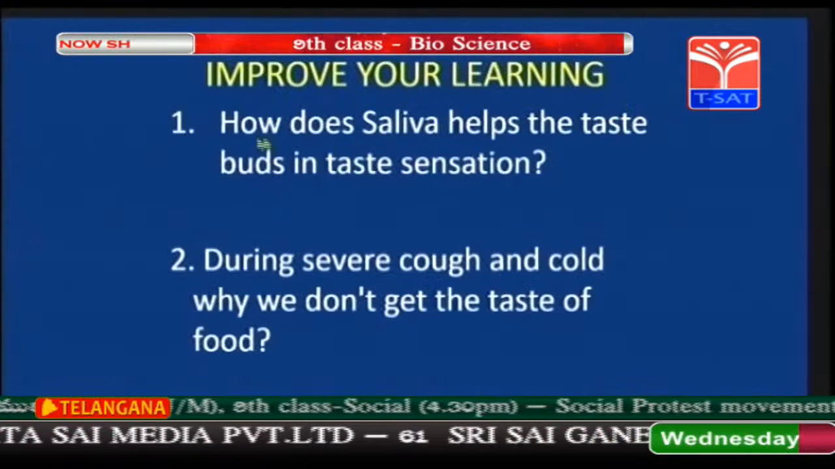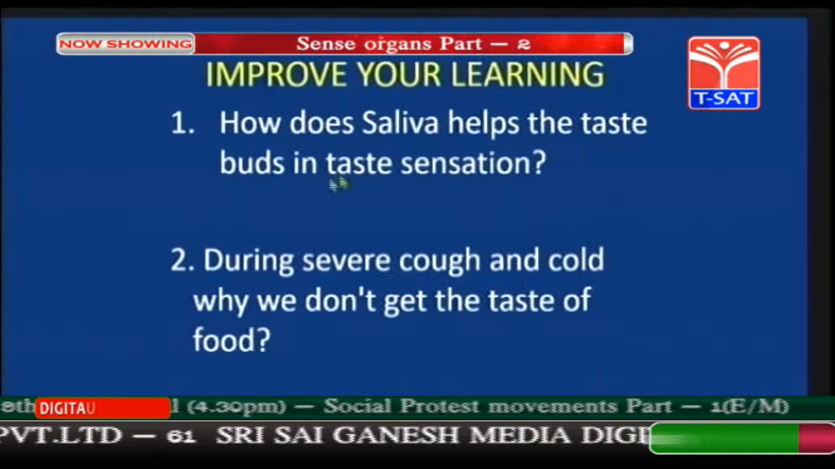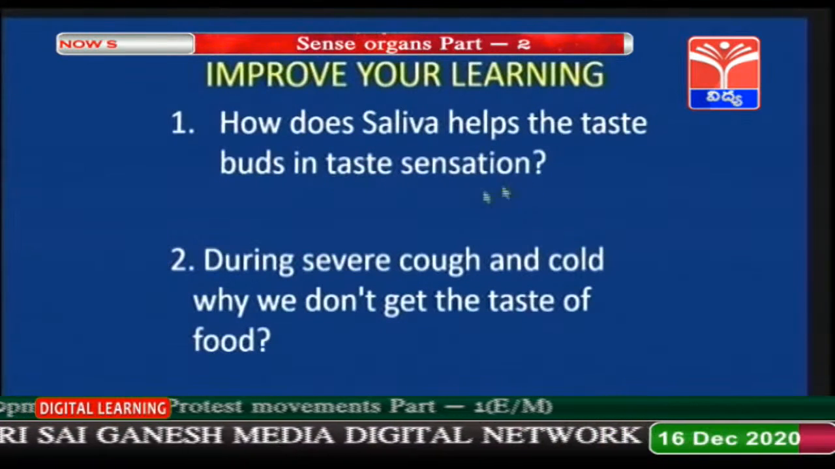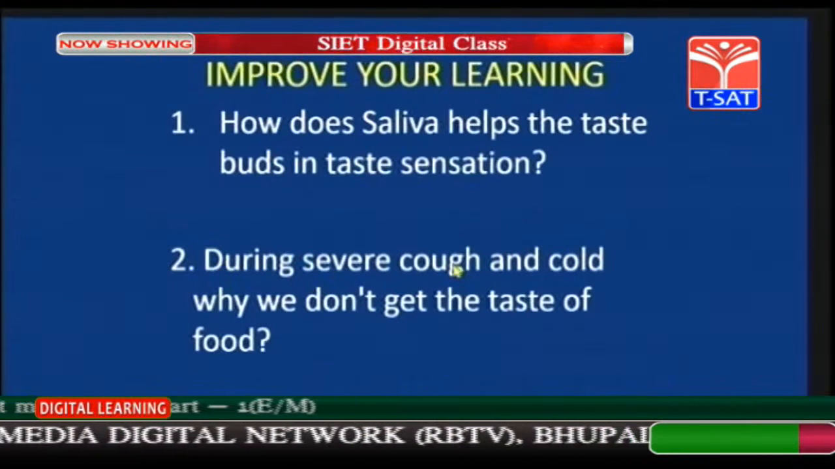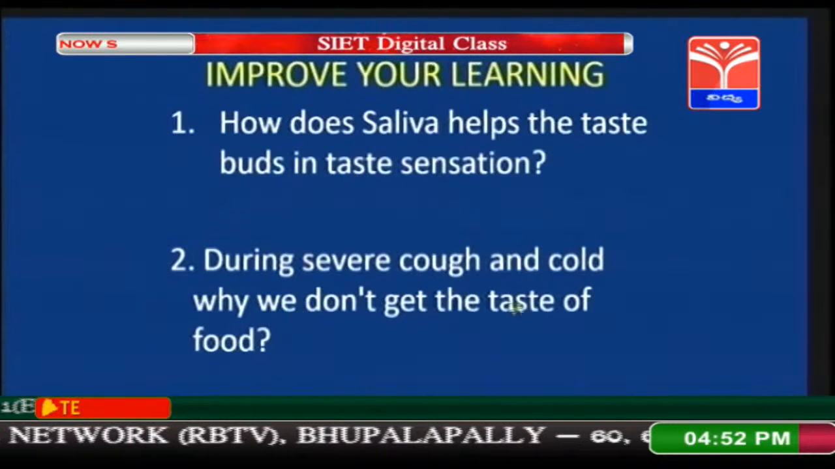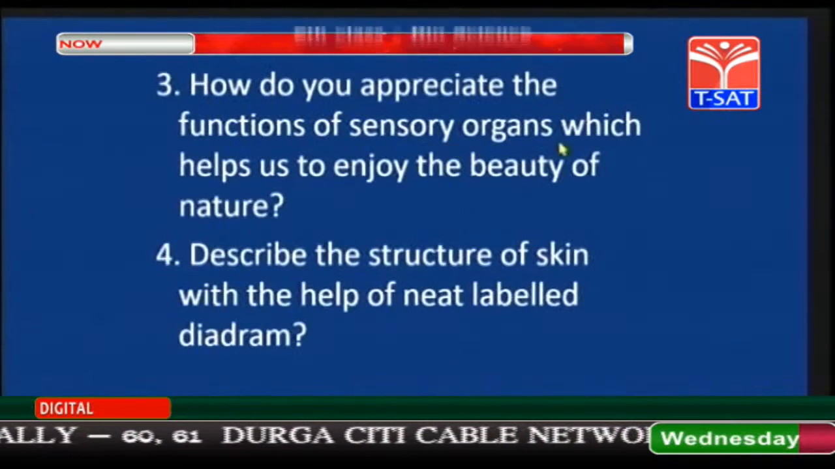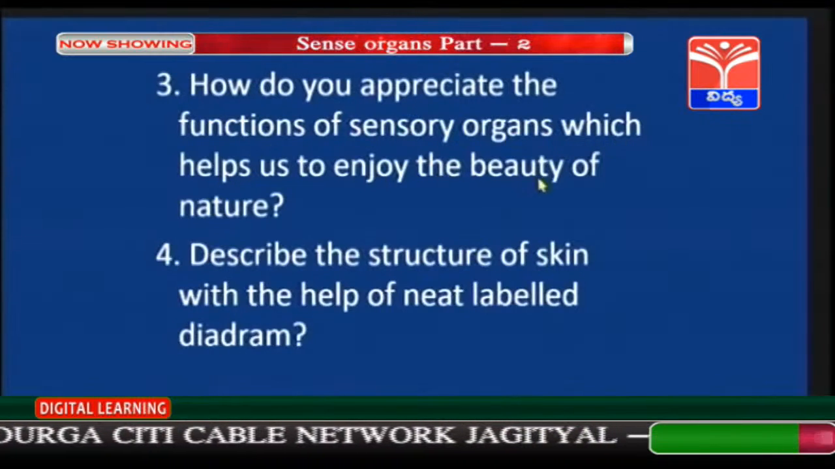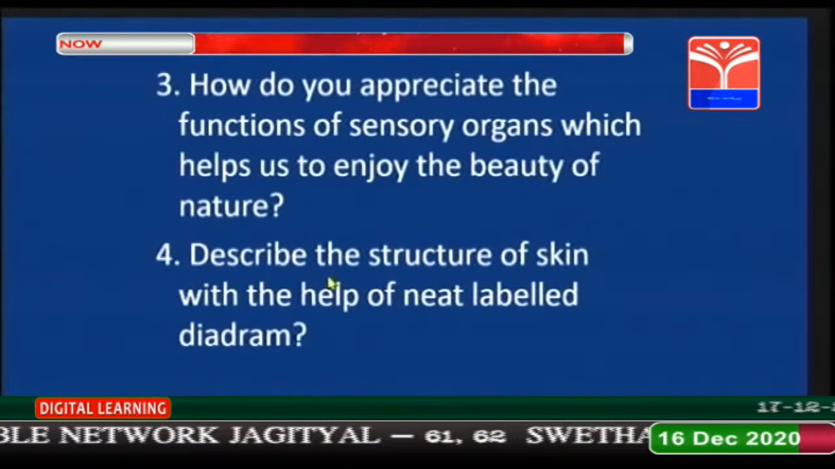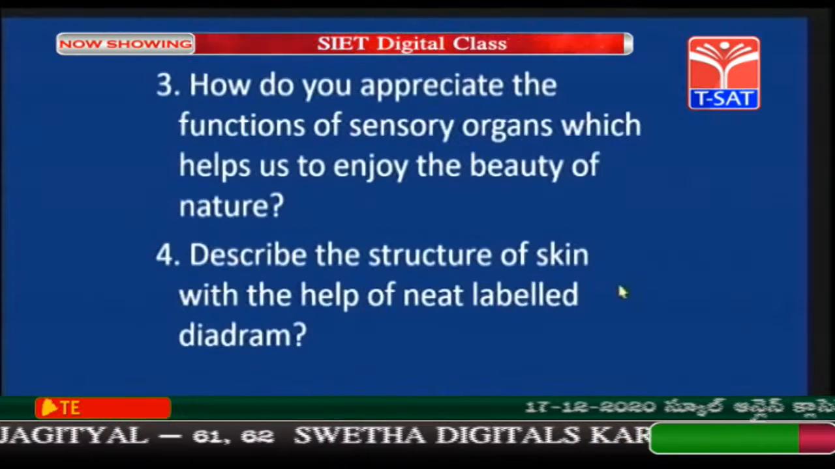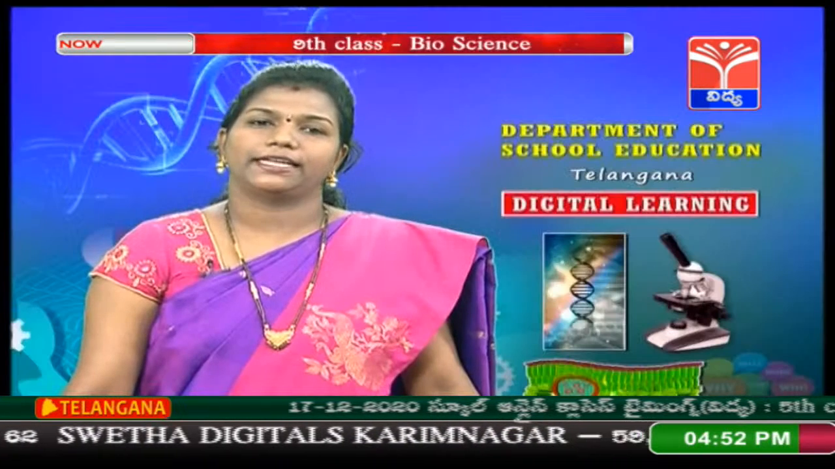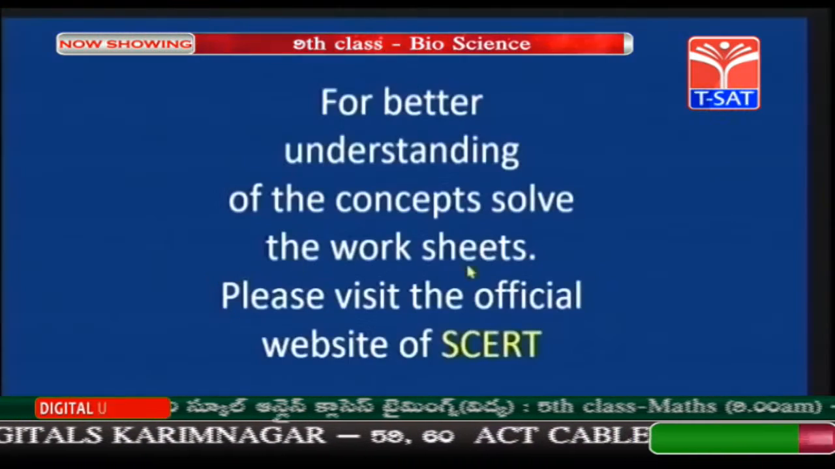Improve your learning. How does saliva help the taste buds in taste sensation? Second, during severe cough and cold, why don't we get the taste of food? How do you appreciate the functions of sensory organs which help us to enjoy the beauty of nature? Describe the structure of skin with the help of a neat labeled diagram. For better understanding of the concept, solve the worksheet.